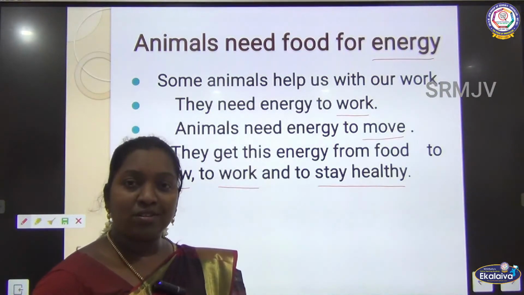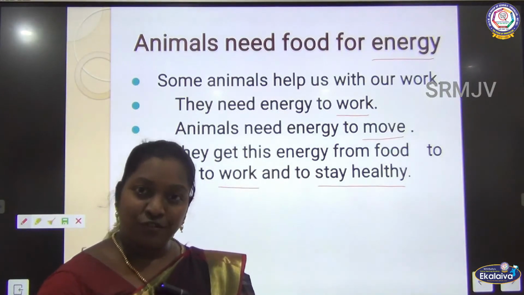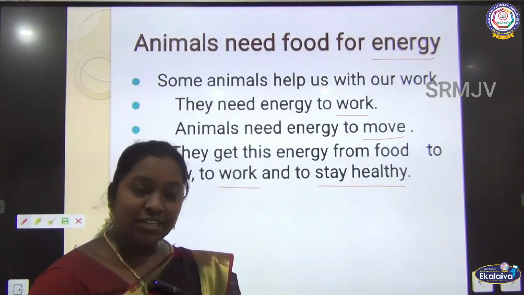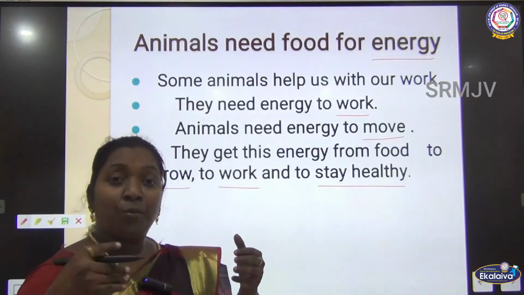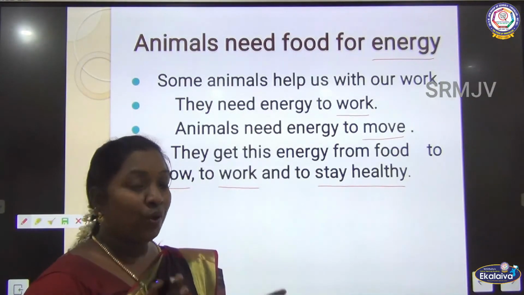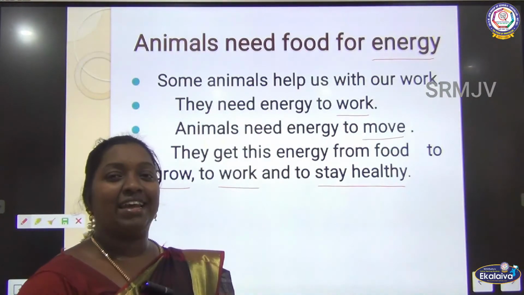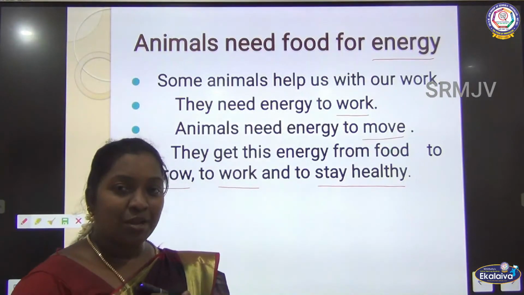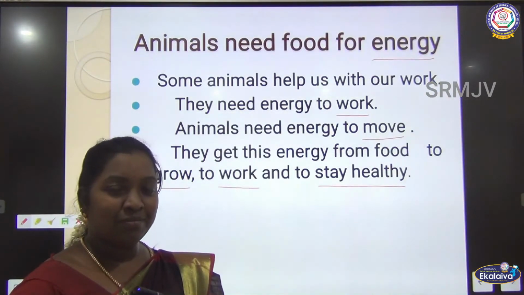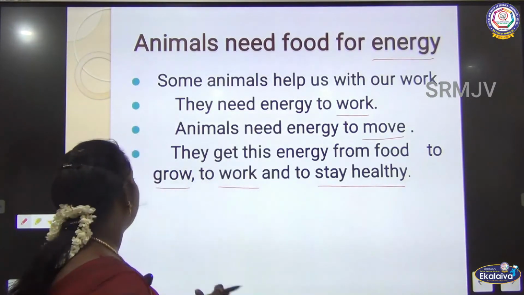While moving, what is the benefit it gets? It can go around in search of food and shelter. Again, it can protect its young ones and protect themselves. All this will happen when it gets food. So through the food, what does it get? It gets energy. So animals get their energy from food. Through the food, what is it getting? It gets the energy.